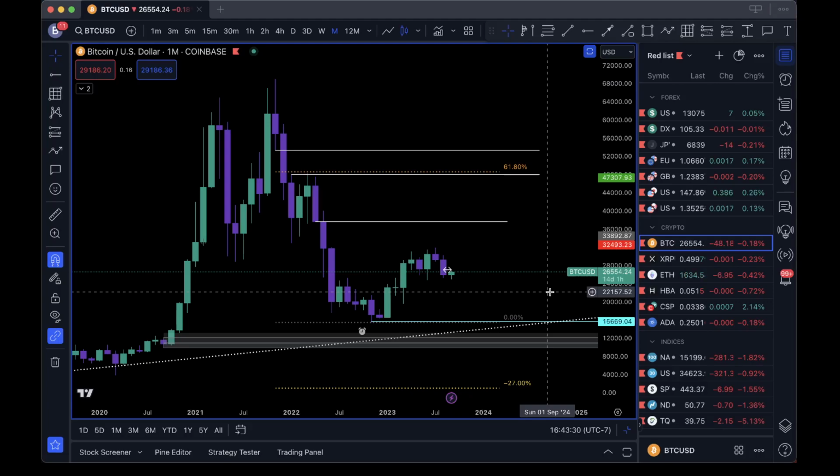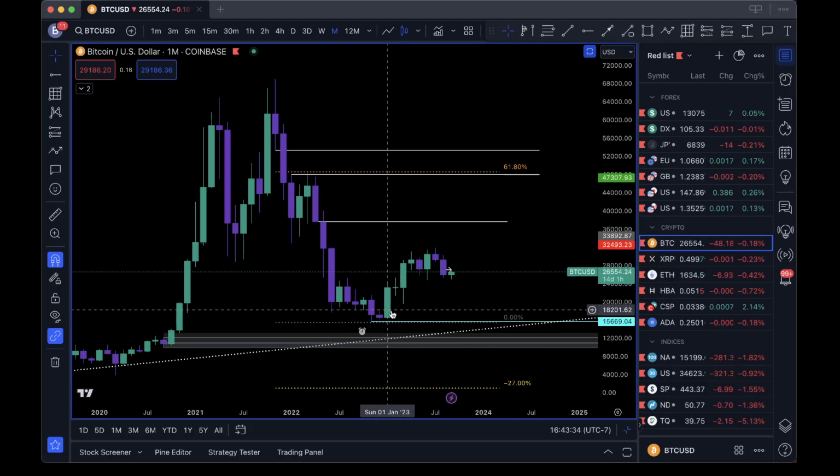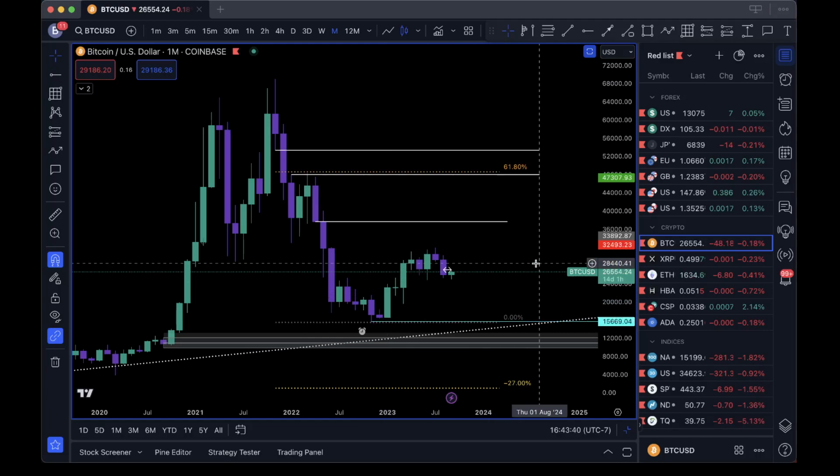Is 10K on the market? I think that still is, but for sure 16K. I want to see this level right here, this 18 to 16 and a half below. I want to see us get there, and then I'll start looking pretty hard.